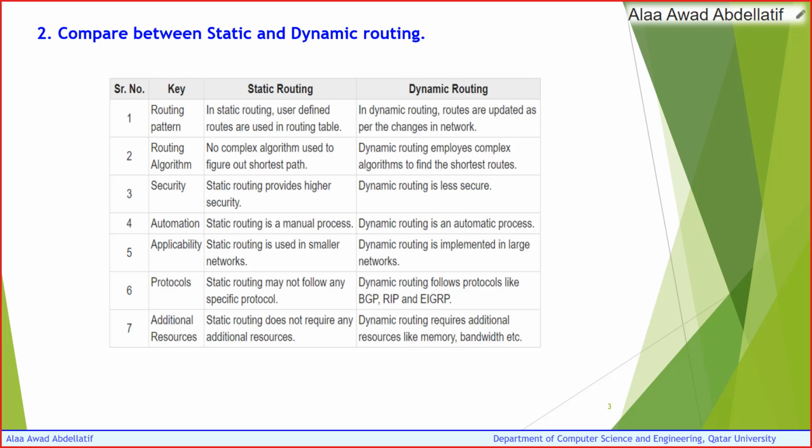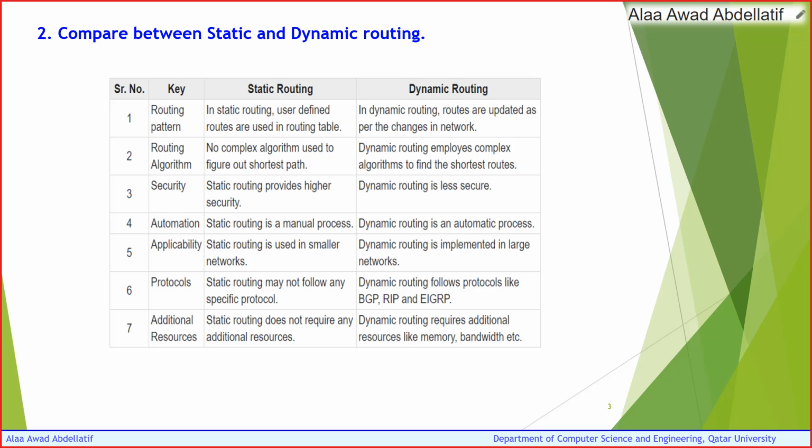From an automation point of view, static routing is a manual process. The user sets all routing information by himself, while dynamic routing is an automatic process. These dynamic routing protocols run automatically and automatically update the routing tables. As for applicability, static routing is used in smaller networks. Dynamic routing is implemented in large networks because it can update the routing table automatically. With static routing we do everything manually, so it's very hard to implement in a large network. So static routing is usually used in smaller networks.